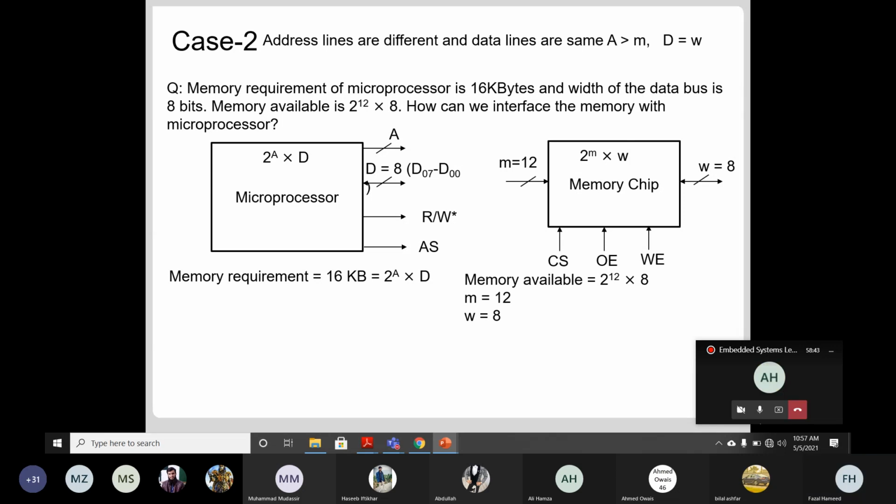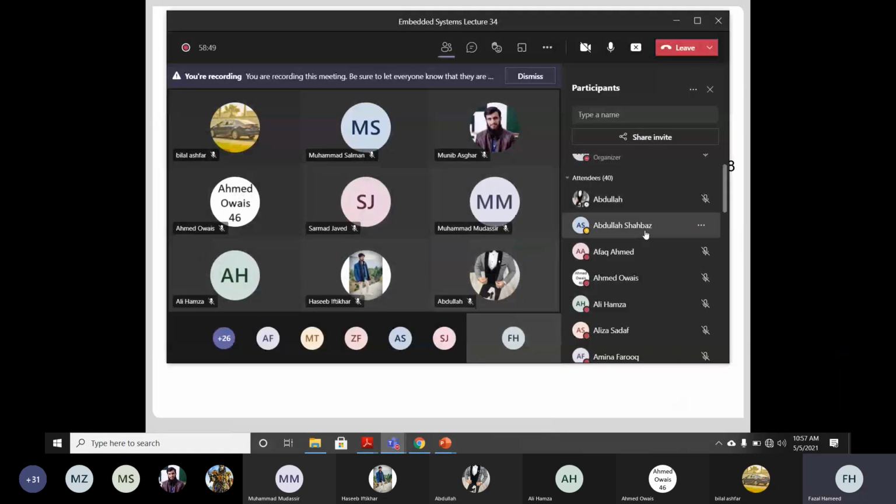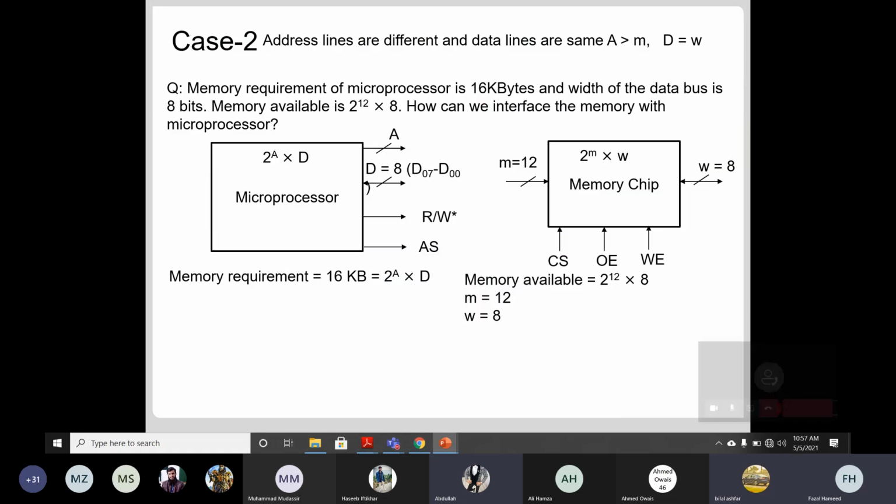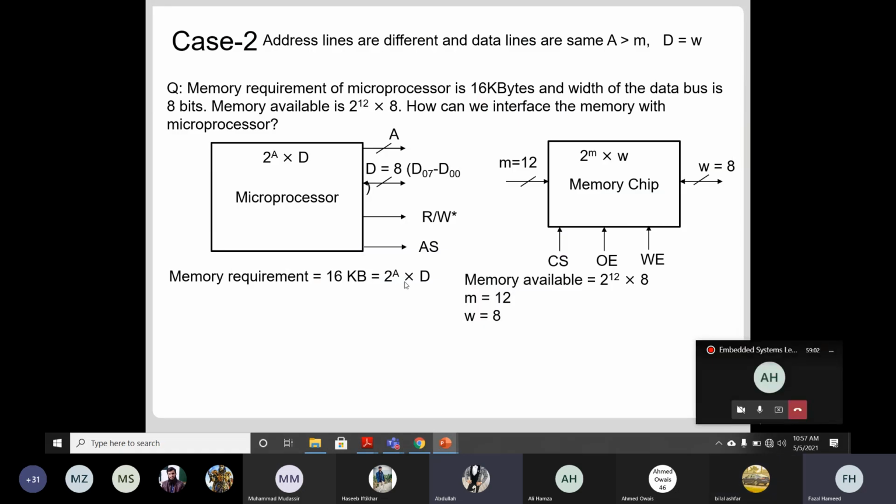Munib? मुनीब कहीं चला गया मेरे ख्याल है. अब्दुल्ला, बेटा आवाज आ रही है? सर आवाज आ रही है. अच्छा. So memory requirement is 2 to the power A cross D. Am I right? Yes, sir. Okay. Please mic बंद कर दें. थोड़ी सी इको आ रही है.